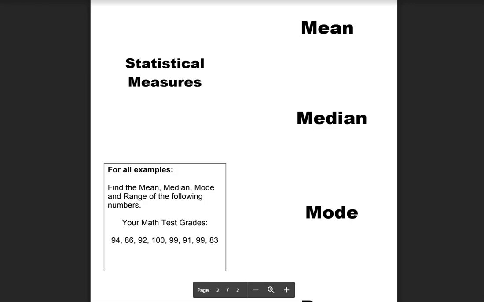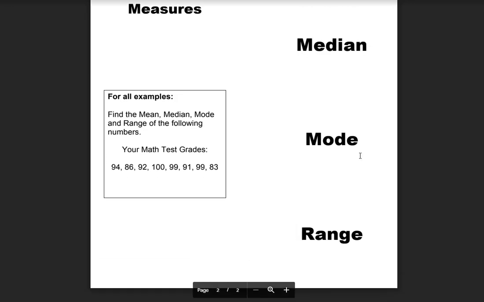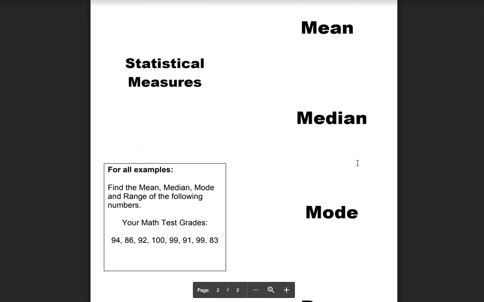Hello and welcome to math, where today we're going to learn about mean, median, mode, and range. We're going to learn about these. These are called statistical measures. They're central tendencies. They're things that you see all the time in real life and in math in general.